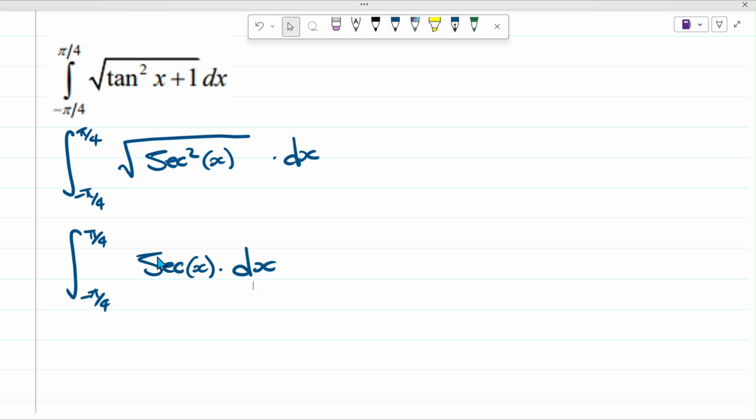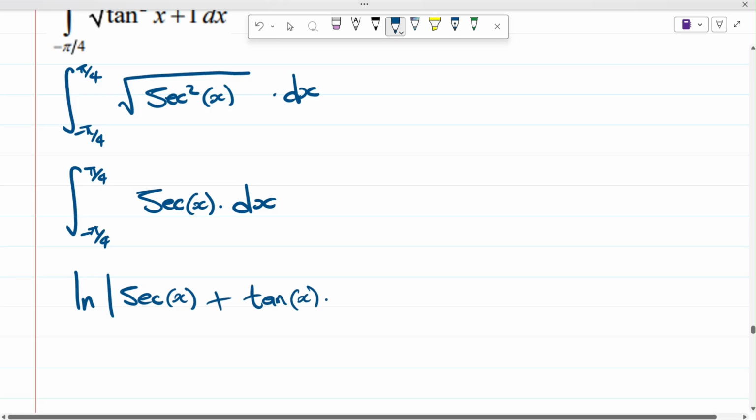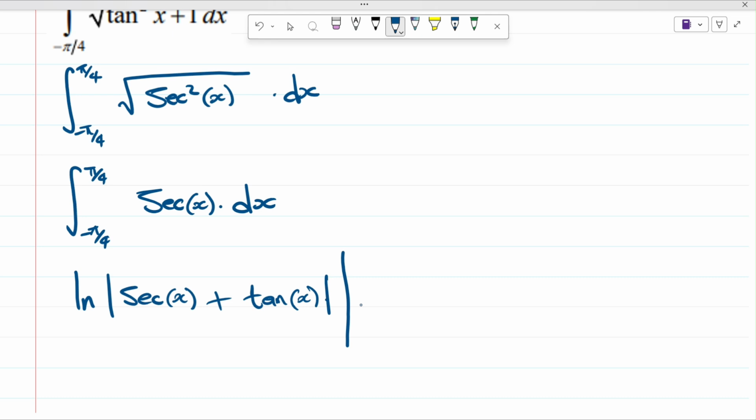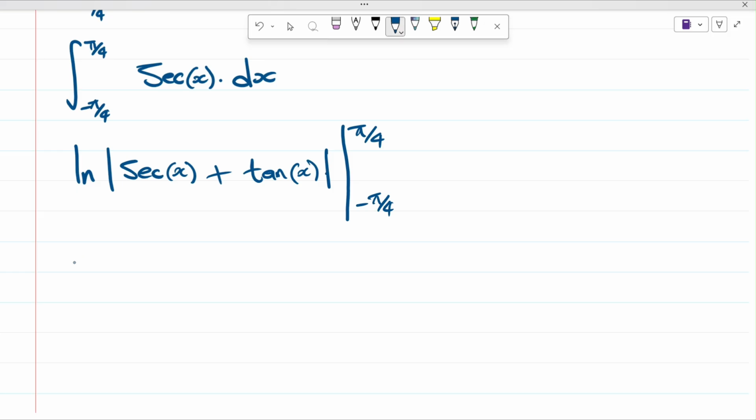The integral of sec x, if you go to your integral formulas, you will realize that the integral of sec x dx is the ln of sec of x plus tan of x. Now the limits: it's pi over 4. So I've substituted my limits there, or rather I'm about to substitute them now.